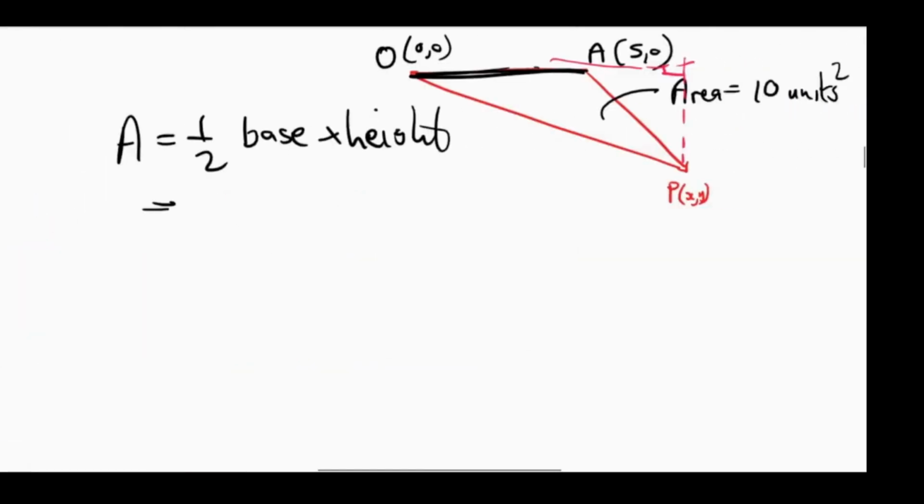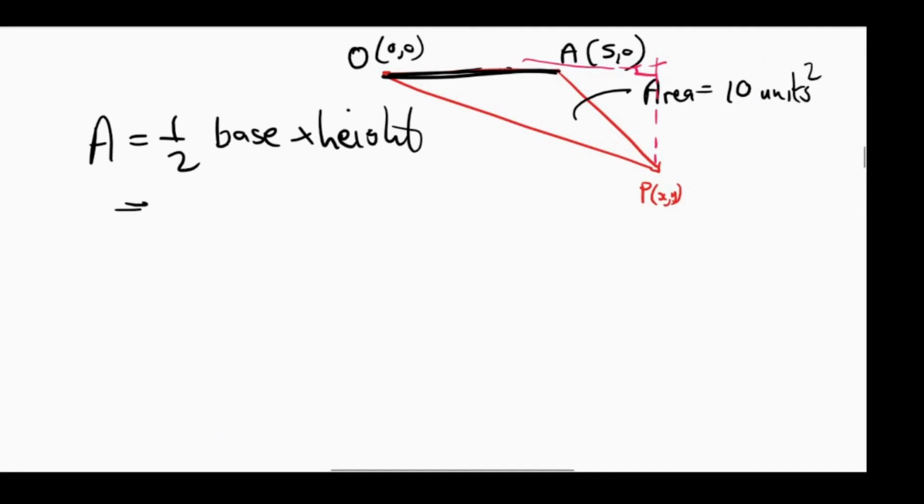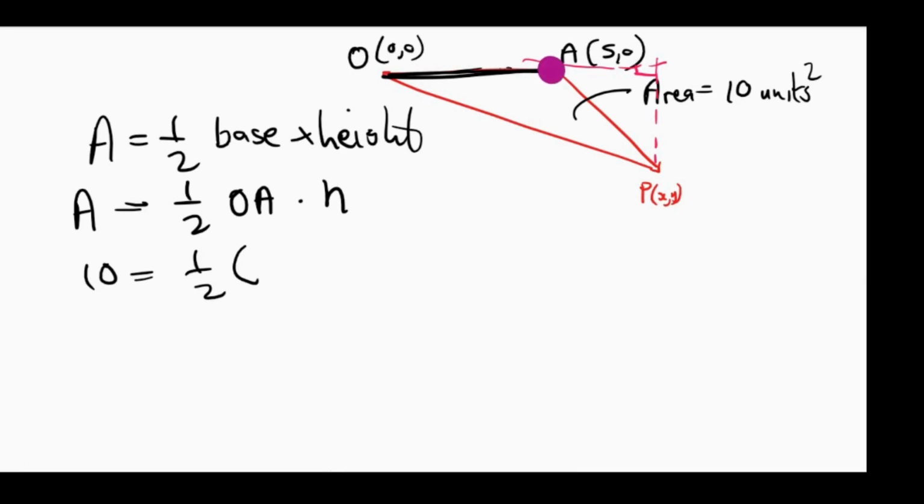Cool. So now we have half. What is our base? It's OA multiplied by our height, which is unknown. So our area, which we're given as 10, equals 1/2. And then our OA, since it's from this point up until that point, and we know that the x value of A is 5, because it starts from the origin and then goes to A, we're just going to write 5 here, multiplied by h. Then we cross multiply.